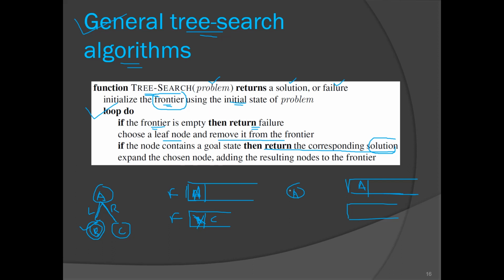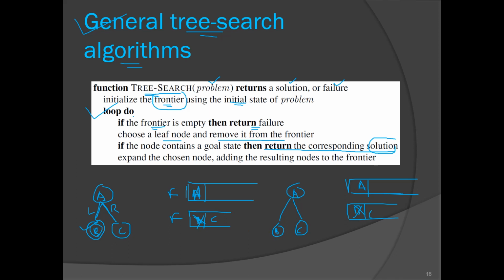Expand the chosen node, so B and C are generated and they are added to the frontier. So B and C are added. Loop do, if frontier is empty, not empty, then choose a leaf node. B is chosen and it is removed from the frontier. If node contains a goal state, so this is a failure case, so B is not a goal state. Expand the chosen node. B is a leaf node, so it is not getting expanded.